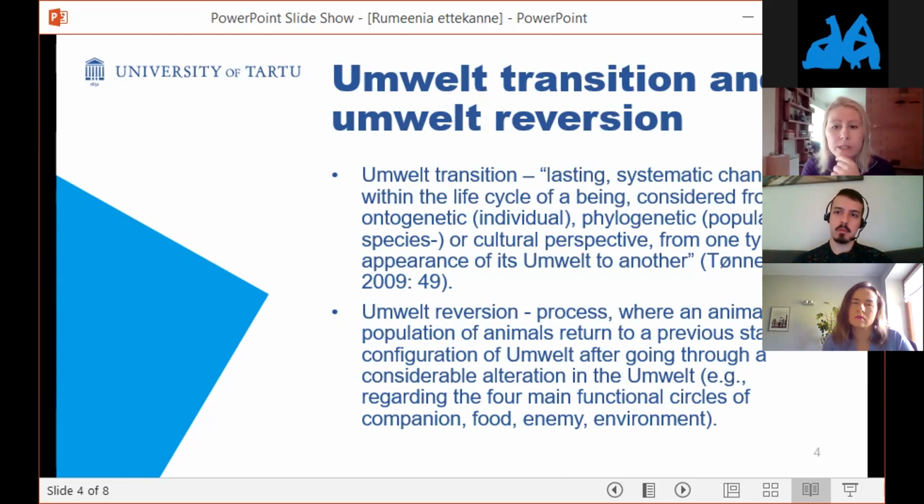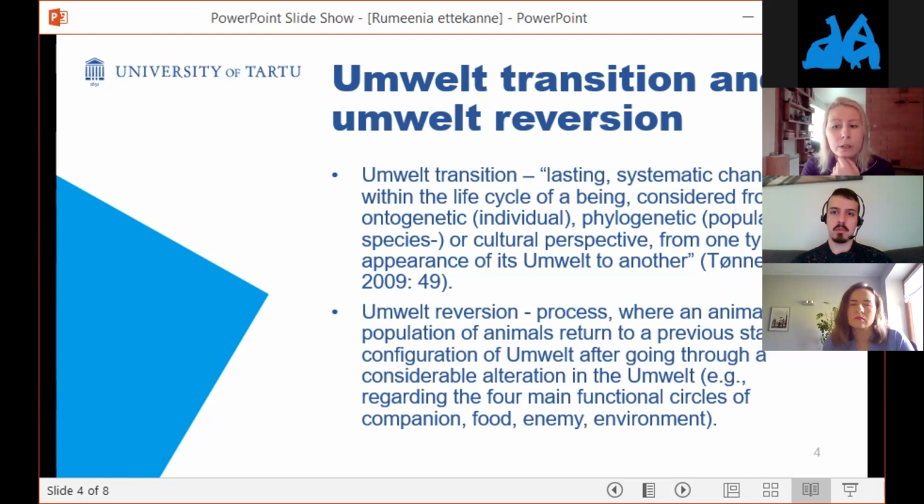What we discovered with our research is a special case of Umwelt transition, which I will call Umwelt reversion. I define it as a process where an animal or a population of animals returns to a previous configuration of Umwelt after going through a considerable alteration in it, for example, regarding the four main functional circles. I would describe it as a reversion because it's a situation where an animal's or population's Umwelt has been altered due to external factors, for example, captive conditions, habituation, or some other anthropogenic factors that have caused considerable changes in the Umwelt.